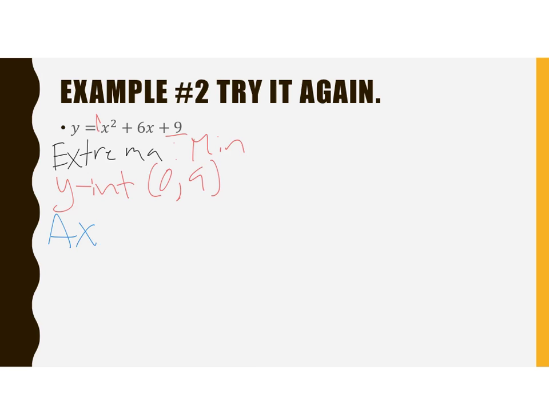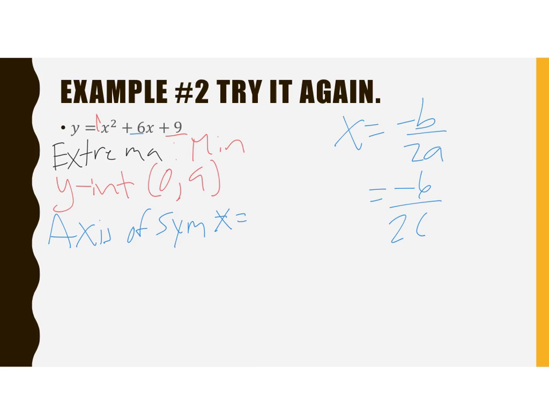Axis of symmetry. Using that equation, you want to memorize this. X equals negative b over 2a. B is 6, so it's going to be negative 6 over 2 times a, which is 1. Negative 6 divided by 2, we're going to have an axis of symmetry of negative 3.